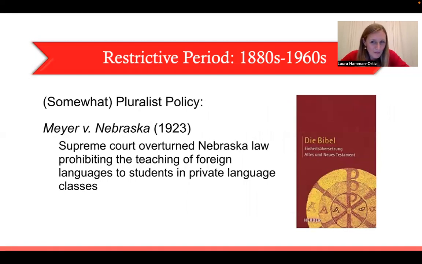There was one somewhat pluralist policy during this time. There was a court case called Meyer versus Nebraska, where the Supreme Court overturned a Nebraska law that prohibited the teaching of foreign languages to students in private language classes. This was the case where there was a religious out-of-school class, a religious education class, where the instructor was teaching the Bible in German. And he had been told he couldn't do that, and this ended up going all the way to the Supreme Court, and they said that in a private class, a language other than English could be used. So one small win for pluralist policies, but as you can see, in general, this period was mostly assimilationist oriented.